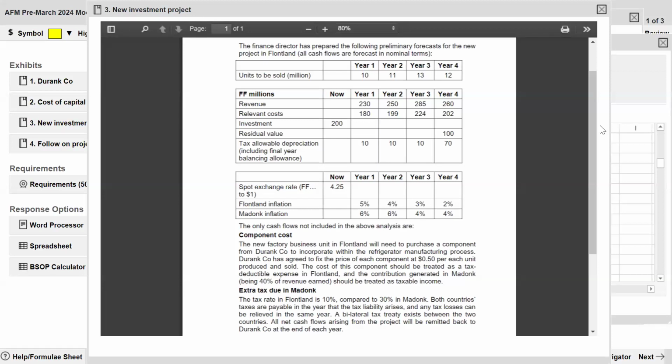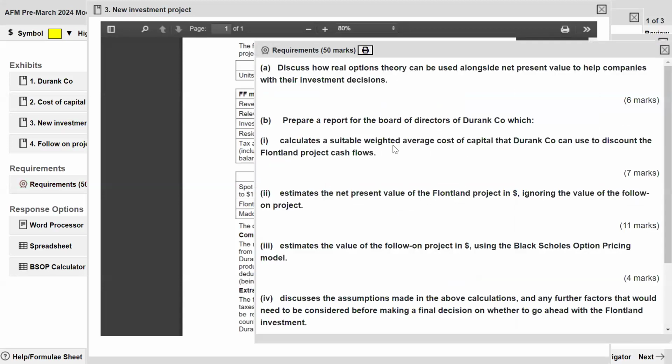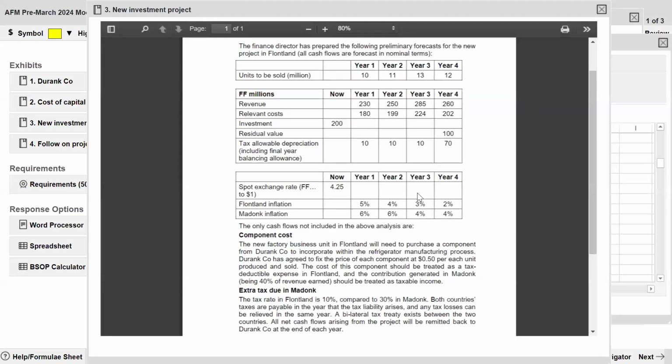So the requirement here is basically you have to estimate the net present value in dollars, ignoring the value of follow-on projects. Can you just go through it?